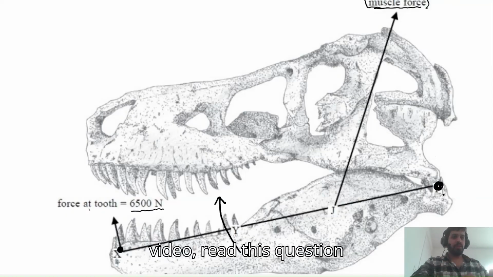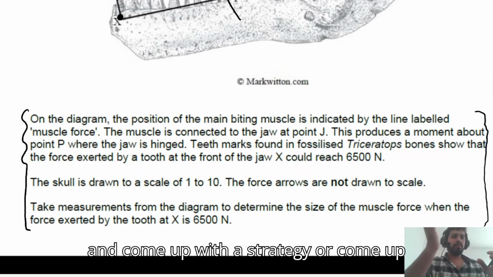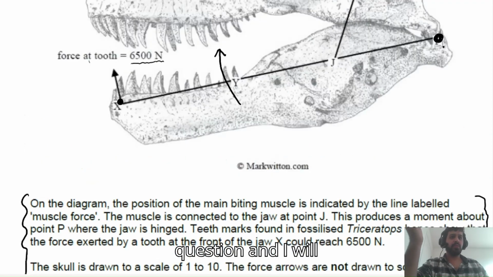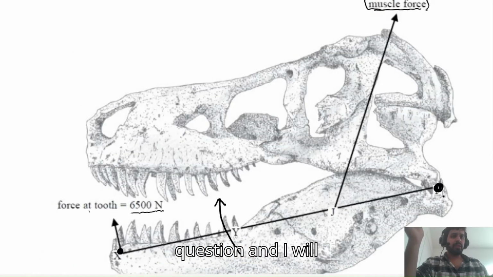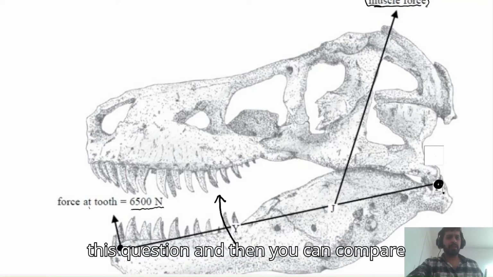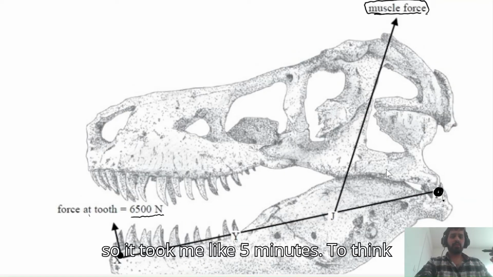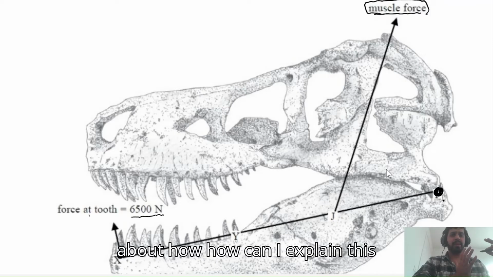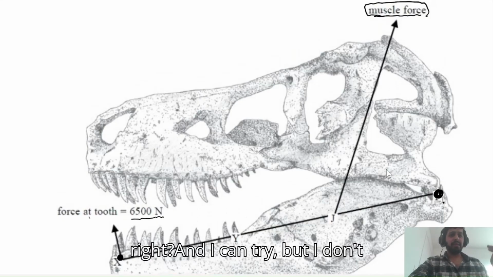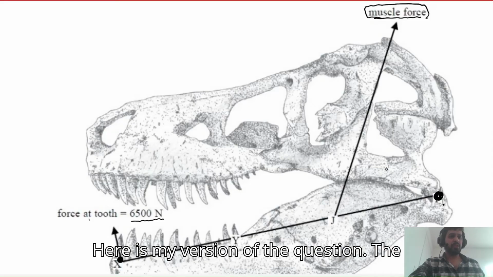Now I want you to stop the video, read this question, and come up with a strategy or come up with an equation that you can work with, right? This is the main challenge of this question. And I will give you my version of how to think about this question, and then you can compare your answer to mine. It took me like 5 minutes to think about how I can explain this question in the simplest way possible. I can try, but I don't know if I succeeded in making it simple. Here is my version of the question.